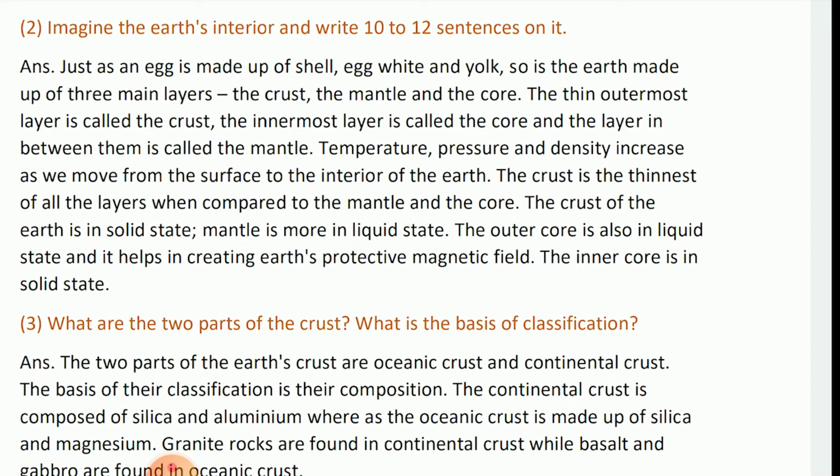The temperature, pressure, and density increase as we move down from the surface to the interior of the Earth. The crust is the thinnest of all layers compared to the mantle and the core. The crust of the Earth is in a solid state. The mantle is more in a liquid state. The outer core is also in a liquid state, and it helps in creating Earth's protective magnetic field. The inner core is in a solid state.